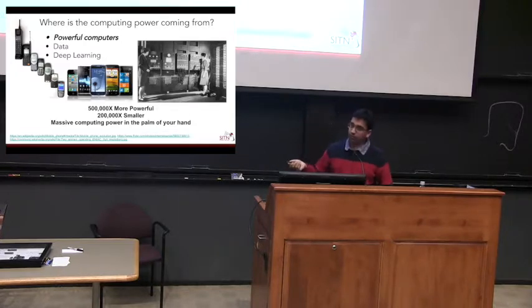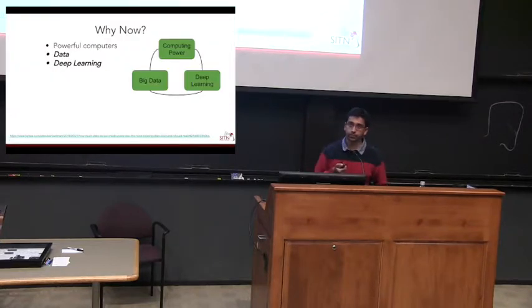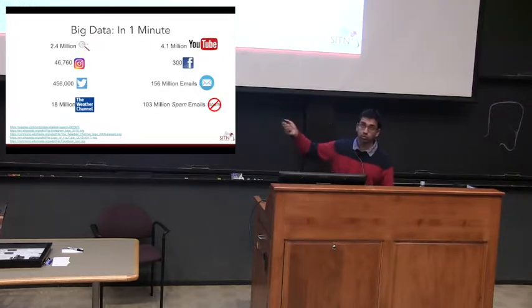The other driving force for enabling deep learning today is this notion of having a lot of data, or what we call big data. Where is this data coming from? Let's think about the amount of data that gets produced in any given minute across the globe. In one minute, we have about 2.4 million Google searches, 46,000 different Instagram posts, 450,000 Twitter posts, 18 million Weather Channel queries, 4.1 million YouTube views, 300 new Facebook profiles, 156 million emails, and 103 million spam emails.